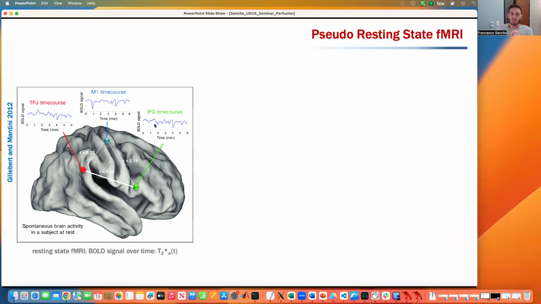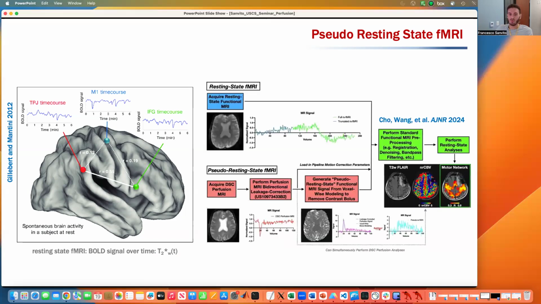But what is this signal over time that we are measuring in functional MRI? It's a T2 star weighted signal, the same type of signal that we're measuring in perfusion. So the idea was this would be a resting state fMRI with T2 star weighted signal over time. The idea was perfusion is also a T2 star weighted signal over time. If we can cancel out the bolus of injection of contrast agent, and we can cancel it out by modeling it and then subtracting it from the measured data, we can obtain almost the same T2 star oscillations over time, just like in a resting state.